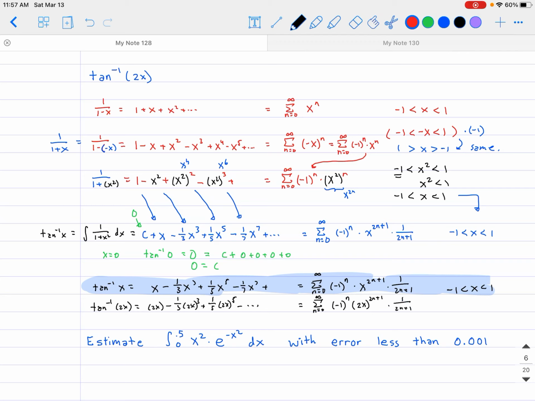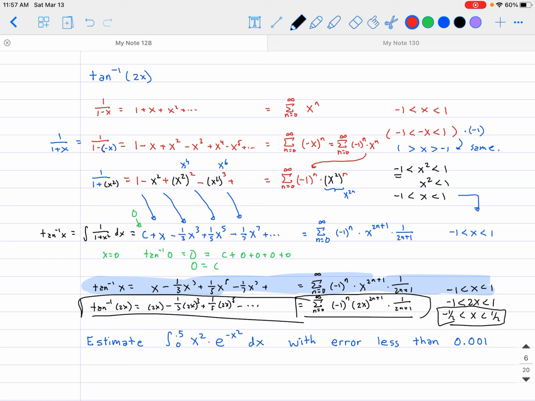The last part, the radius of convergence, is going to change so that all the x gets replaced with 2x. So my new interval of convergence is from -1/2 all the way to 1/2. So that's part of my answer. This is my answer, and this right here is also going to be my answer.